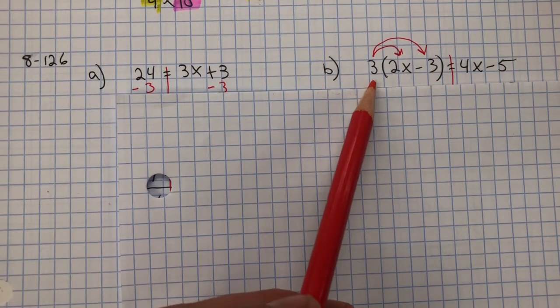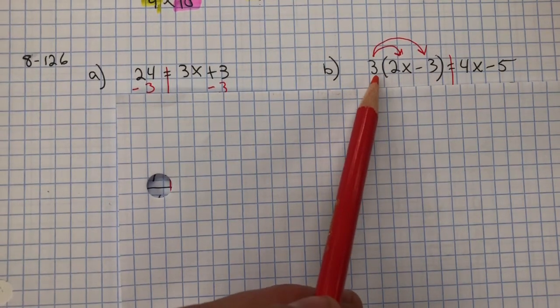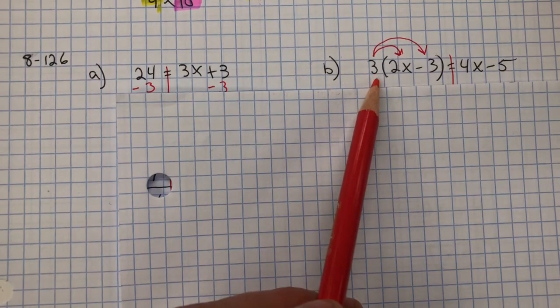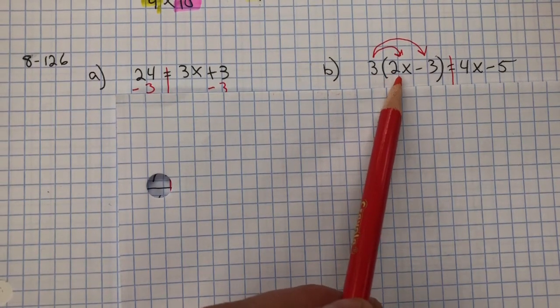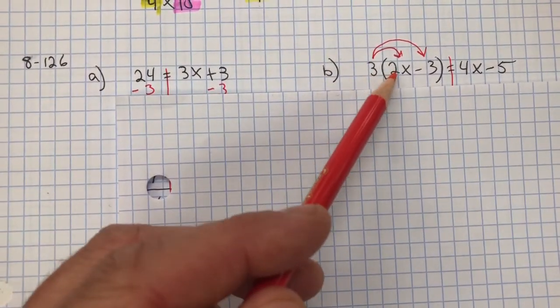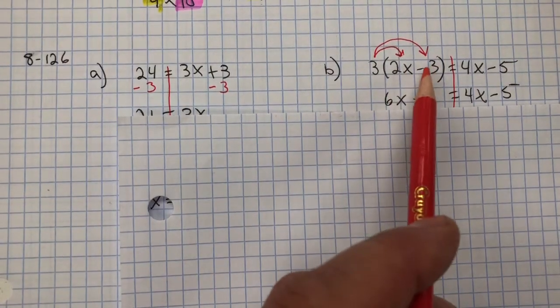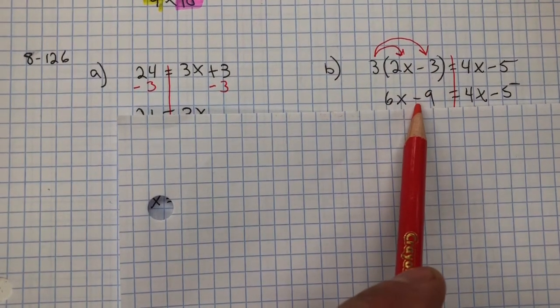For B, we need to do the distributive property first, so we need to simplify this. And remember that when we distribute, you have to distribute to each term inside the parentheses. So 3 multiplied by 2x is 6x. 3 multiplied by negative 3 is negative 9.